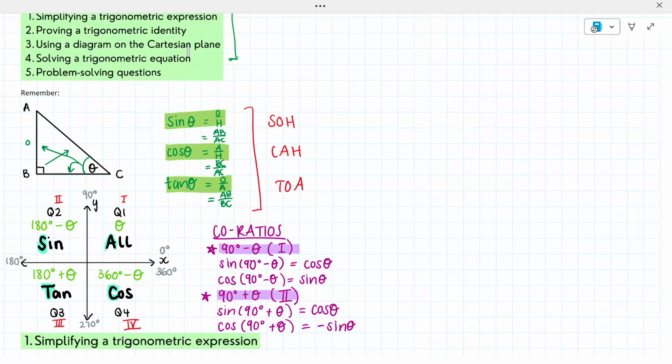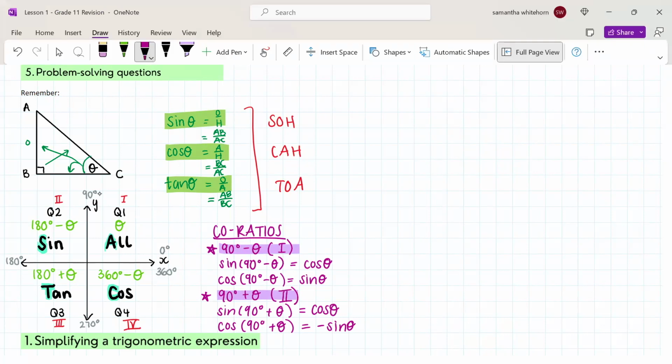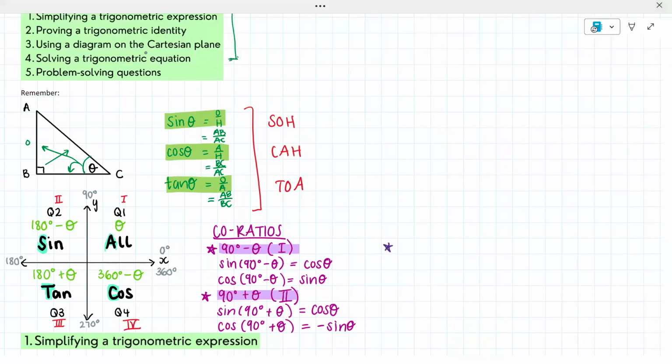Okay, you do also get 270 co-ratios, which I'm going to write down for you, but honestly, guys, avoid them if you can. There are other ways to do it, so I would just avoid them. If we do look at the 270s quickly, just for your own interest, we get 270 minus theta. So 270 minus is now quadrant 3. Quadrant 3 is where only tan is positive. So what that means is that sine of 270 minus theta is going to be a negative cos theta. And for cos of 270 minus theta, we're going to get negative sine theta.